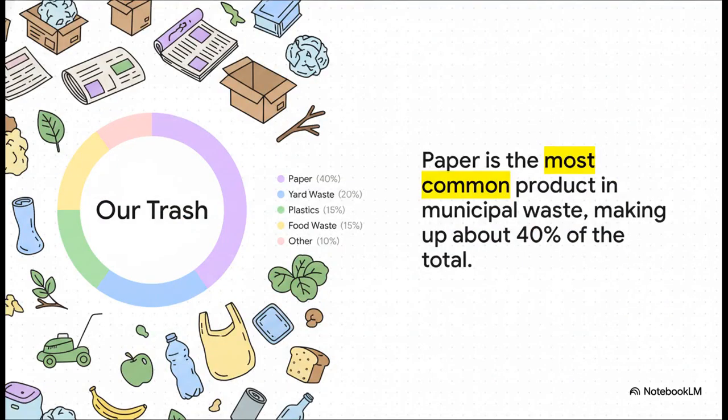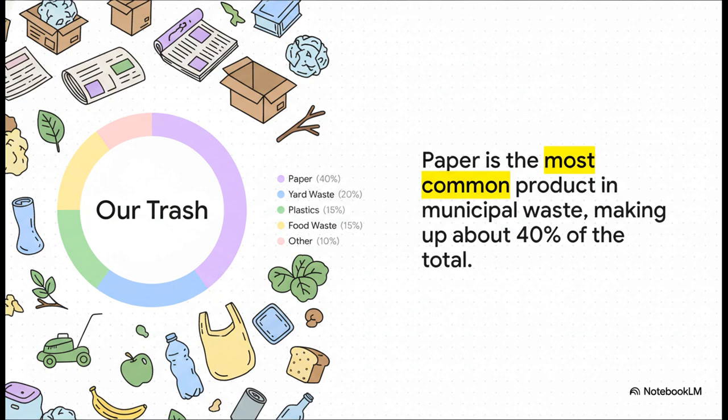It shows that while recycling our soda cans is important, the really big changes have to happen in the industrial world. So let's zoom in on our little 1%, our municipal trash, since that's the stuff we have the most direct control over. So what's in there? Well, as you can see, the biggest piece of the pie by far is paper, making up around 40% of what we throw out.